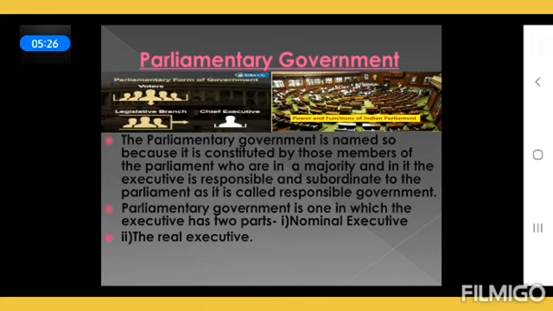You have to listen to me very, very carefully, students. The leader of the majority in the legislature has been appointed as what? As the head of the government. Okay, and the head of the government is your prime minister. Okay, that is your prime minister.